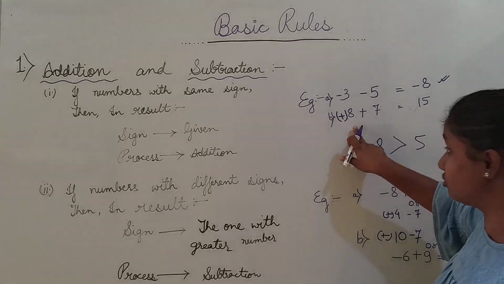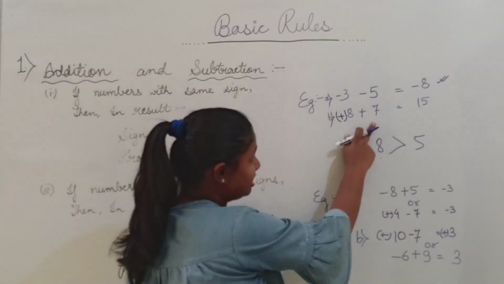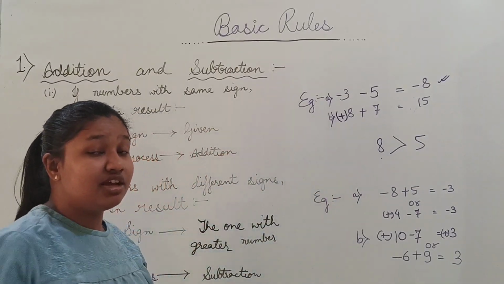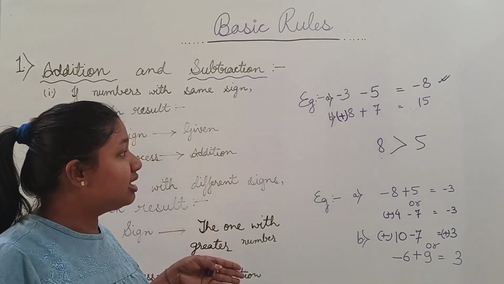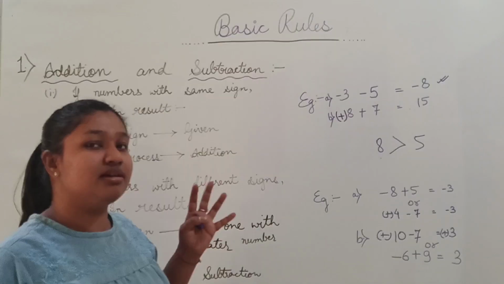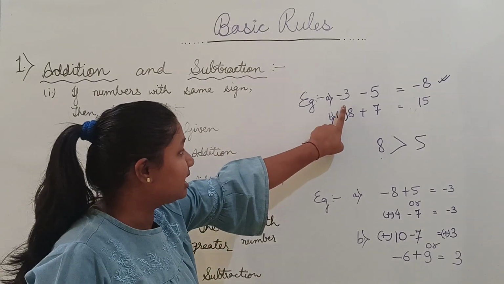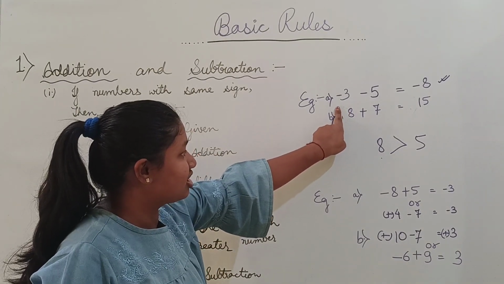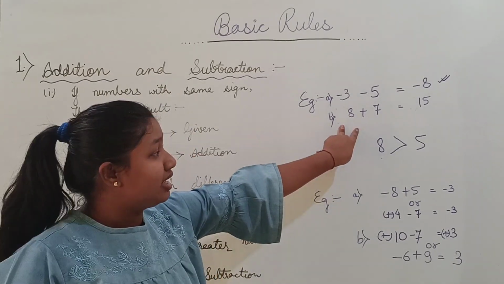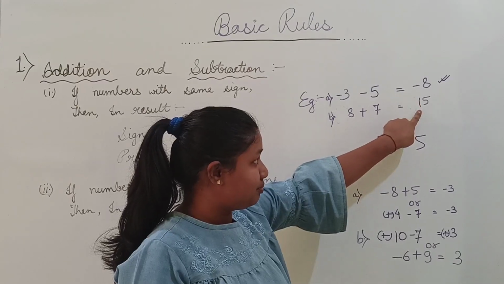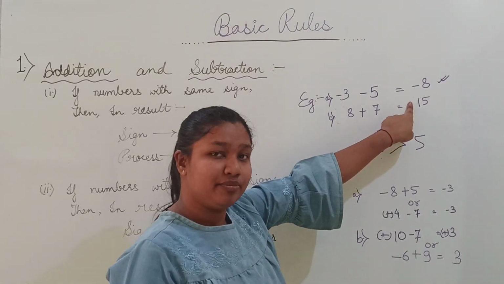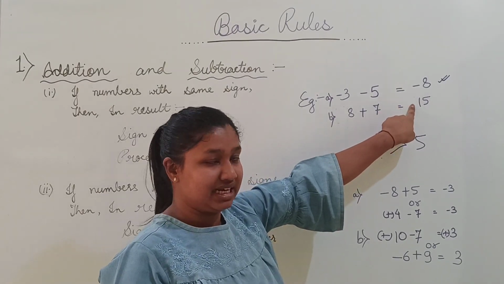Also, if there are two numbers both with positive sign, as in here 8 plus 7, generally the plus sign, if the number is at start, then the plus sign is not written. So I have shown here in bracket as it is always implied, but this is also not needed actually. So if there are two numbers with both positive sign, then also the process will be addition and the symbol will be positive. Here also it is implied.